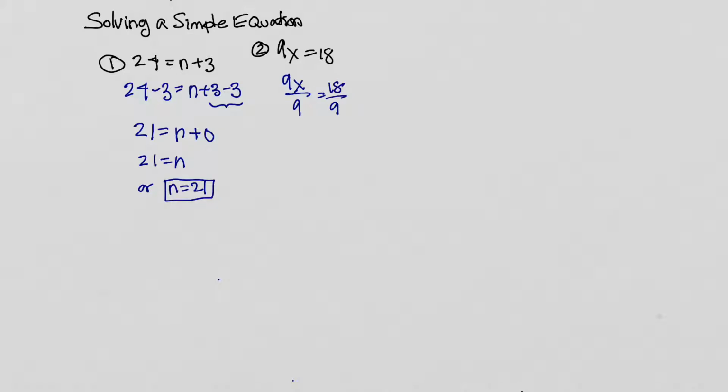Now again, let's write every step on this one. In this case, the 9's cancel, and we're left with a 1 here. So now we've got 1x equals 2, but 1 times x is just equal to x, so we'll write x equals 2.